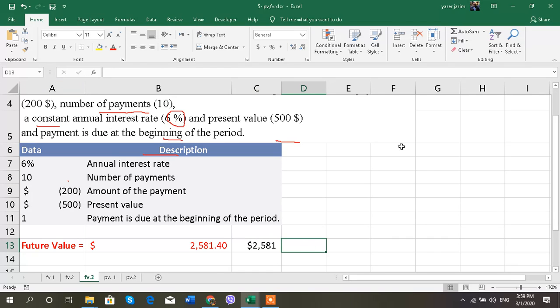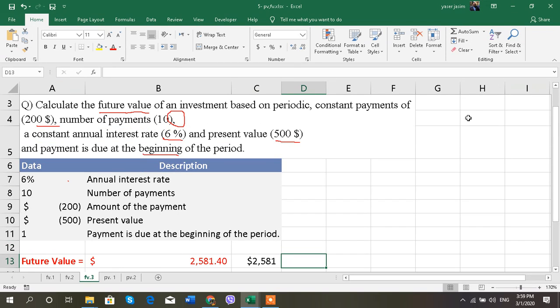After I pay a present value of 500, or initial cost, I have to pay 200 installments every month for 10 months, and the interest rate is 6%, due at the beginning of my period. The future value that I will gain after 10 months will be $2,581. This is how to calculate the future value.